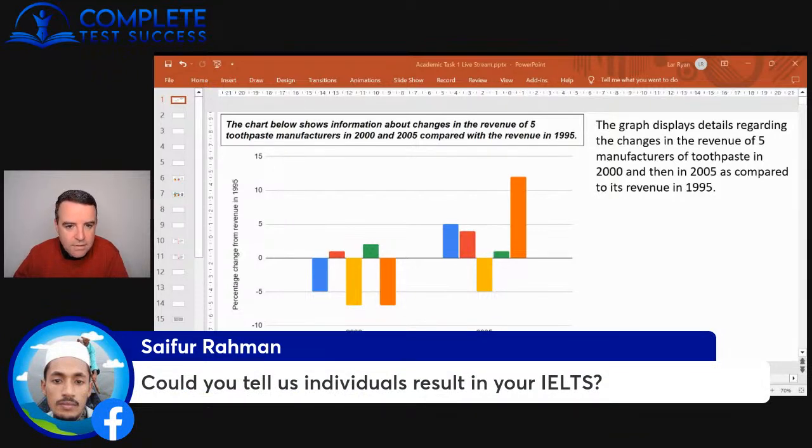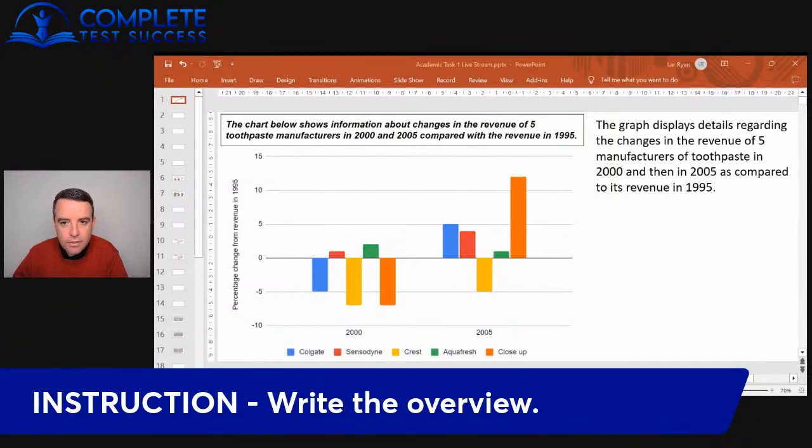Sci4, could you tell us your individual result in your IELTS? Sci4, I'm an IELTS instructor. I'm not an IELTS student. I've been an IELTS examiner, not an IELTS candidate, Sci4. You're probably used to IELTS candidates teaching IELTS, but I'm an IELTS examiner.